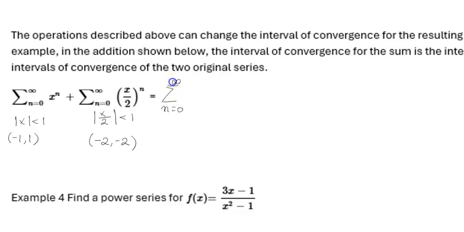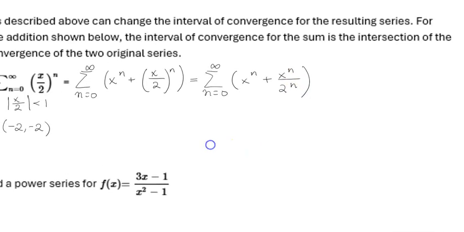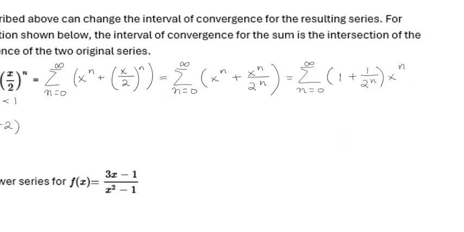So adding them, I just need to add x to the n with x over 2 to the n. Let's do a little bit of algebra. So we have x to the n added with x to the n divided by 2 to the n. X to the n is common among both terms, so I'm going to factor that out. I'm going to factor it out in the back so it will look like a power series. So what does that leave me with? It leaves me with a 1 plus 1 over 2 to the n. This is a new power series now.